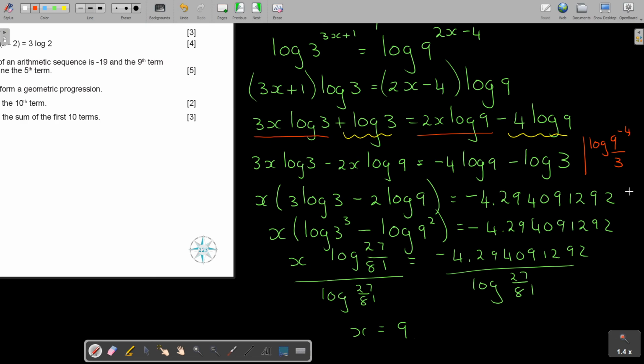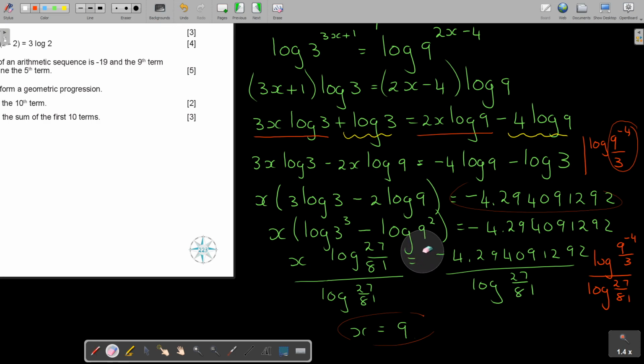So I think if you were not going to this step, and as I said, I would prefer you do the other method, but I'm showing you both. If you were just leaving it like this, and you set log 9 to the power negative 4 over 3 divided, and you press everything on the calculator, you will not get 8.999, you will get 9. But if you come to 9, you are correct. But I must show you the other method.